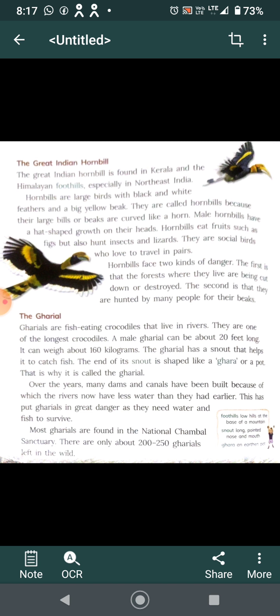Over the years, many dams and canals have been built, because of which the rivers now have less water than they had earlier. This has put gharials in great danger, and they need water and fish to survive. Now these crocodiles are getting extinct because they are not getting the proper place to live in because of less water, and because water is less there are no fishes, and so they are not able to survive. Most gharials are found in the National Chambal Sanctuary. There are only about 200 to 250 gharials left in the wild.